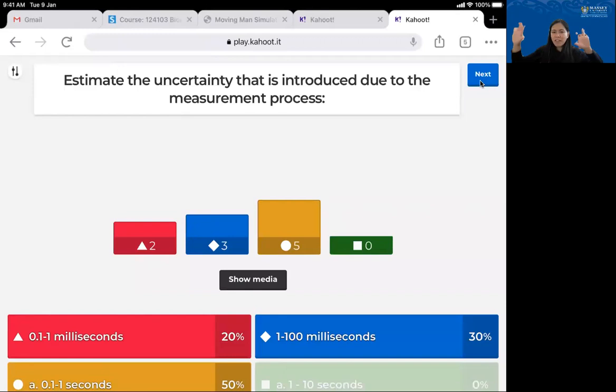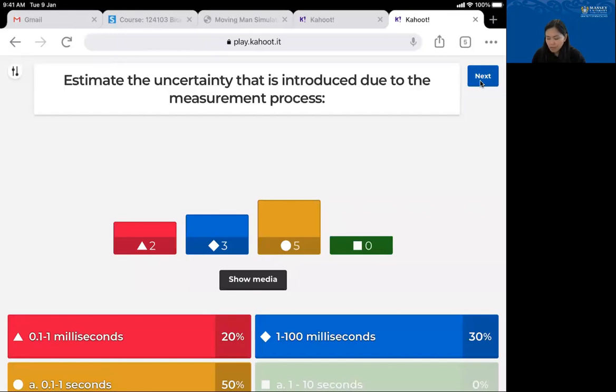So some things to distinguish. Measurement process includes your instrument plus other things like reaction time. Measurement instrument, it's just the resolution, or how accurate your measuring device is. Right?